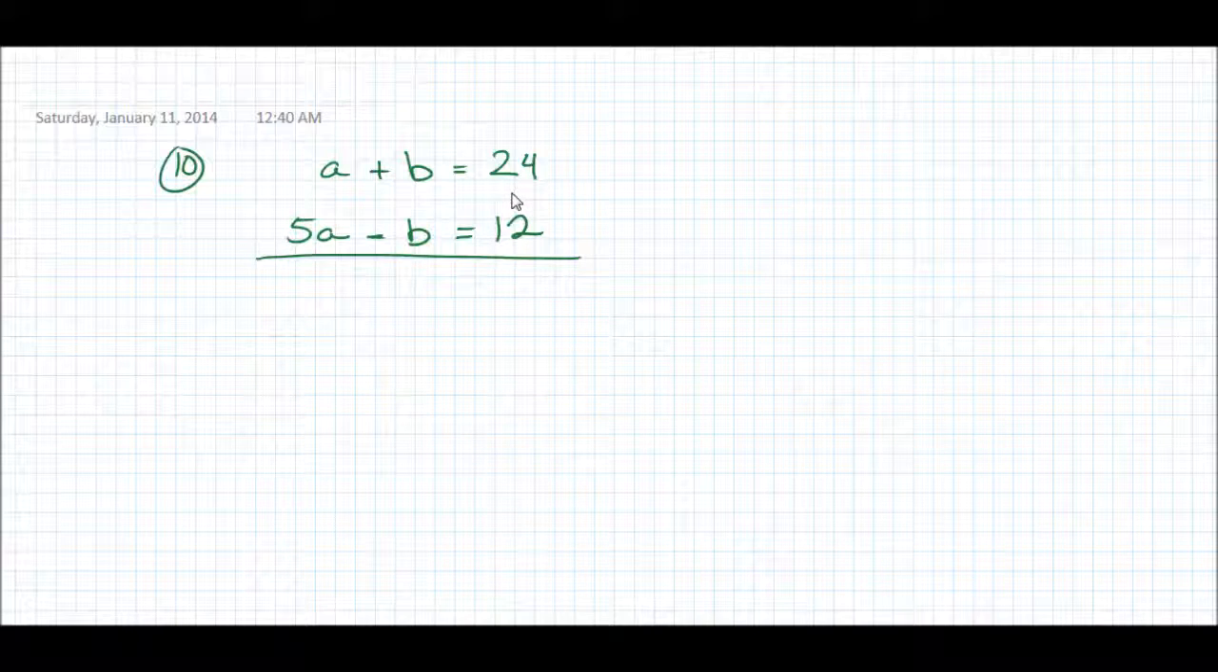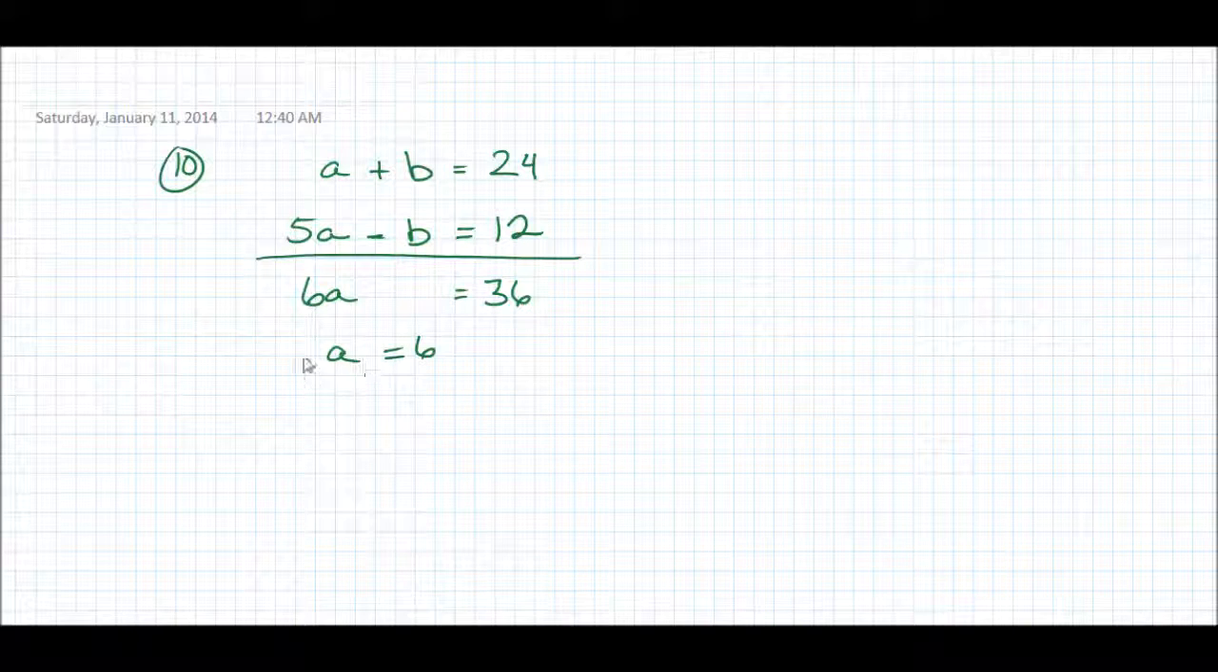Okay, number 10. The sum of two numbers is 24, so a plus b equals 24. 5 times the first number minus the second number is 12. So we have two nice equations. We can just add them. So a plus 5a is 6a. The b's cancel. 24 plus 12 is 36. Divide each side by 6.